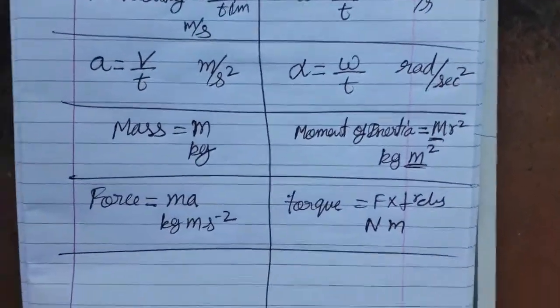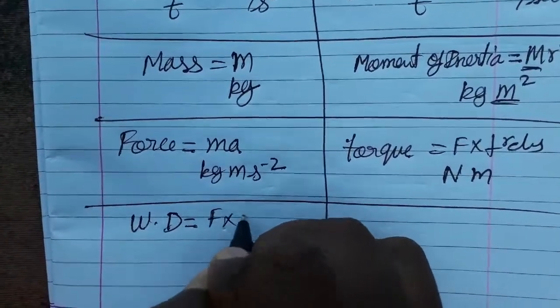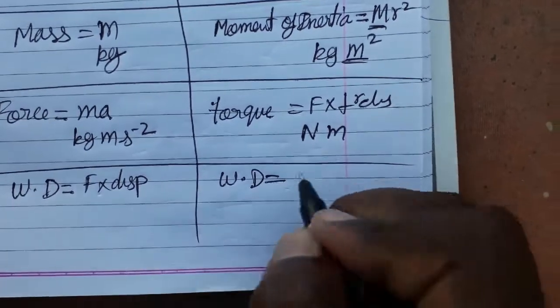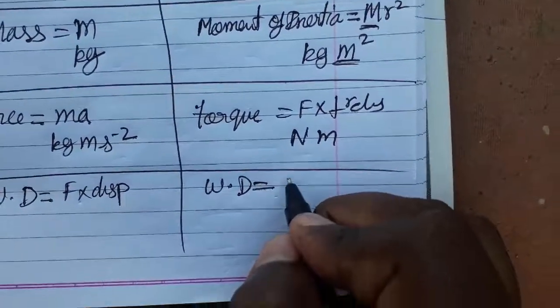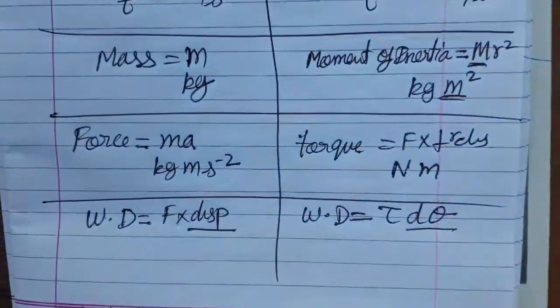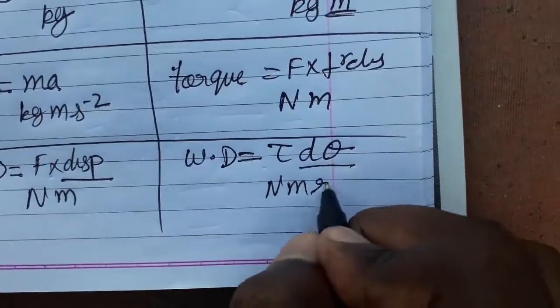Again, here work done we are going to take as force into displacement. But in rotation motion, work done is torque into angular displacement. It is a linear displacement here, and an angular displacement there. Here newton meter is the SI unit, there newton meter rad is the SI unit.